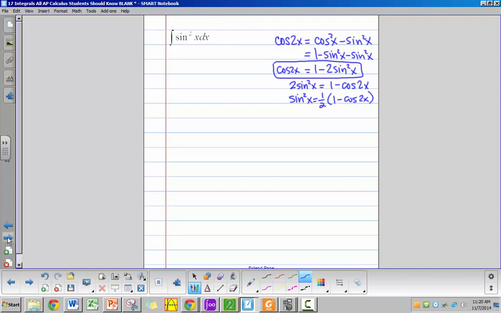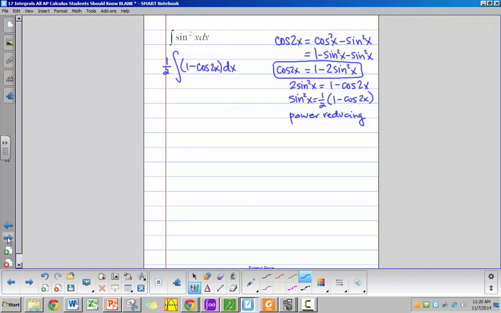And in pre-cal, we call this the power reducing identity because we are reducing the power of sine from 2 to a trig function that has a degree of 1. So we use this specifically to integrate. So this is going to be 1/2 on the outside times the integral of 1 minus cosine of 2x dx.